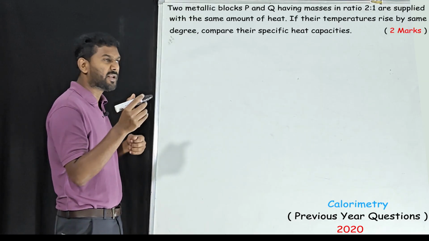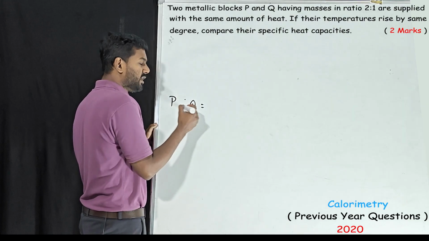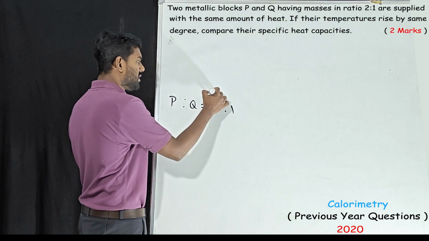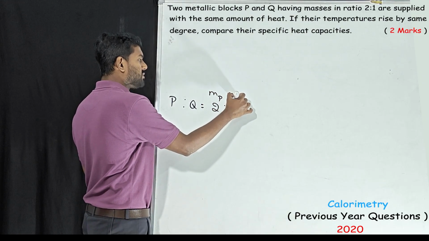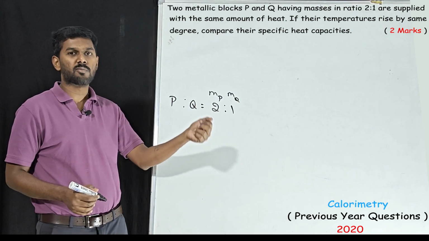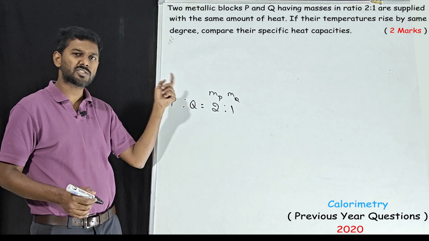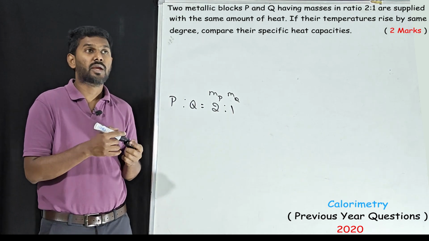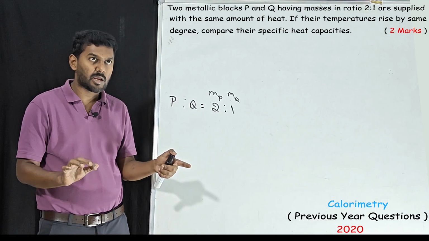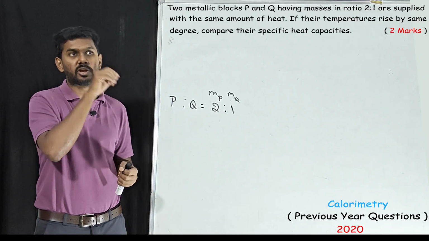So there are two metallic blocks, P and Q, with a mass ratio. This is m1, mass of P, and mass of Q. They are in the ratio 2:1. Mass of P is 2 times the mass of Q. That means if mass of Q is 1 kg, mass of P is 2 kg. Now the heat energy given to both metallic blocks is the same and the temperature rises by the same degree. Now compare their specific heat capacity.